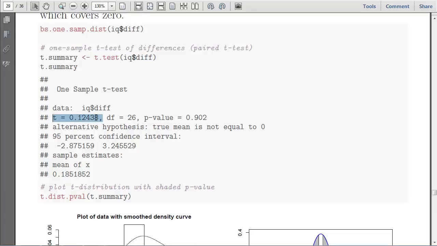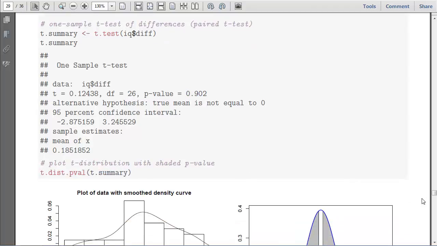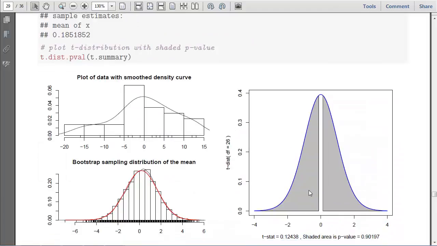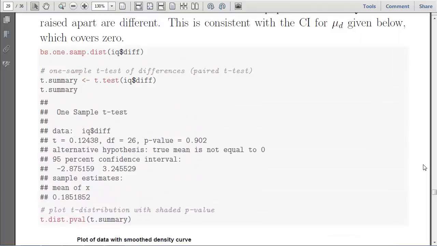We have a t statistic of 0.1, and we're looking for t statistics that are greater than about 2 or 2.2. So this is a really small t statistic. That leads us to a really large p-value. If we look at the plot from a function I made to plot the p-value from a t-test function, you can see it takes up almost the entire curve. So the data are basically very consistent with the null hypothesis.